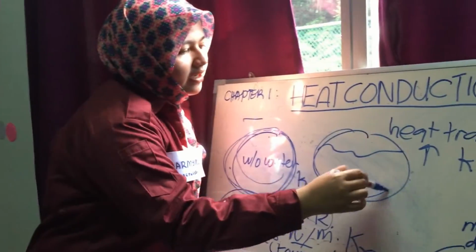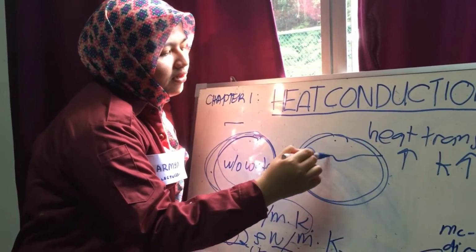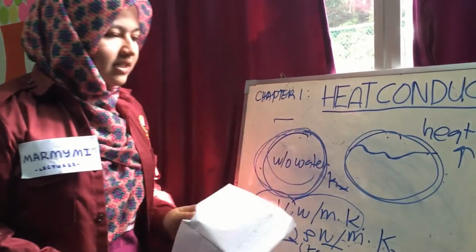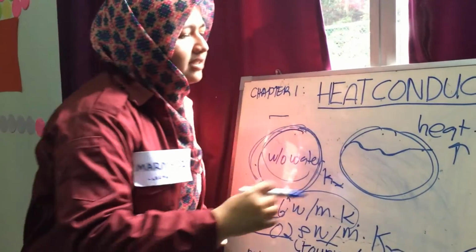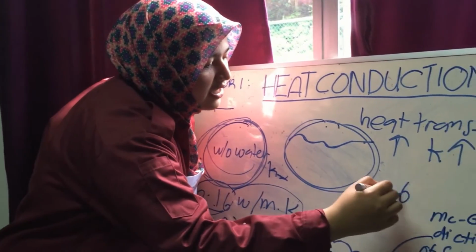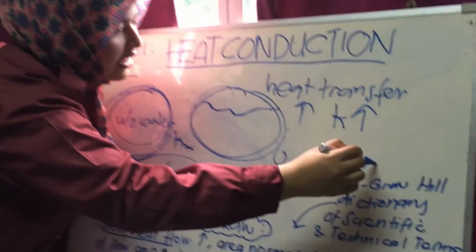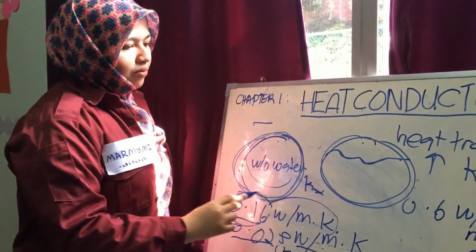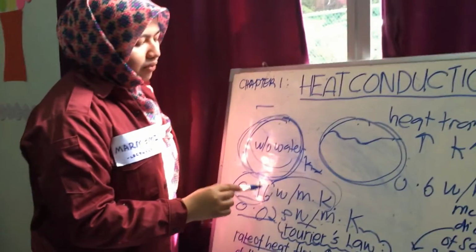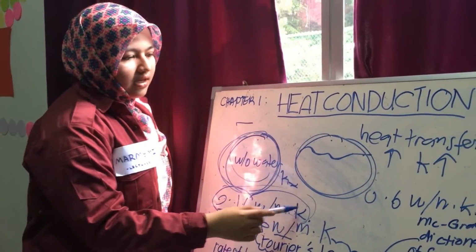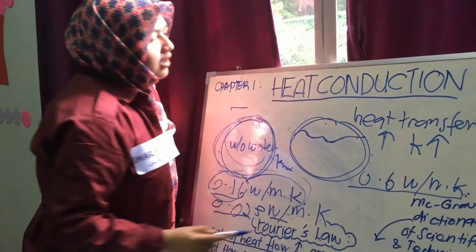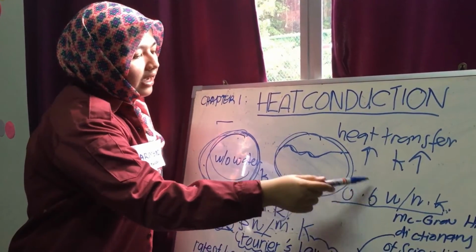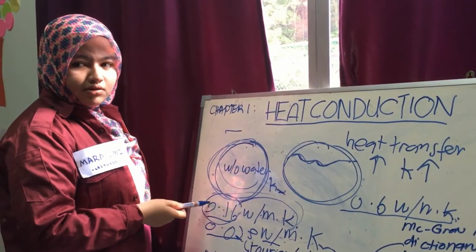Next, we go to the balloon with water. It is stated that water has a thermal conductivity of 0.6 watt per meter Kelvin, while the rubber has 0.16 watt per meter Kelvin. So the thermal conductivity of the balloon with water is higher than without water.